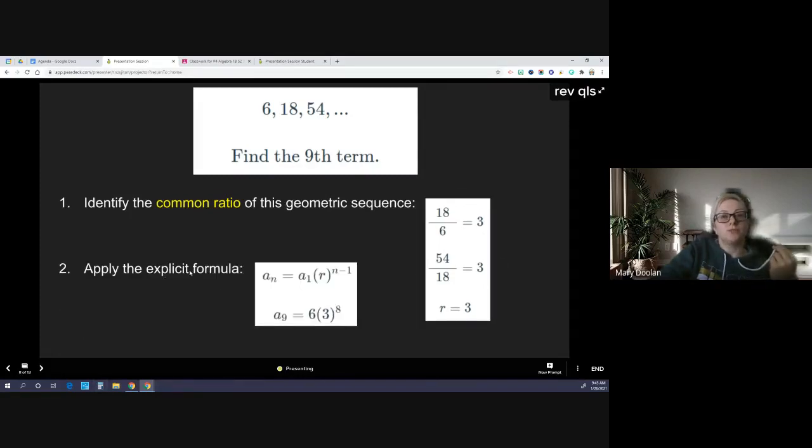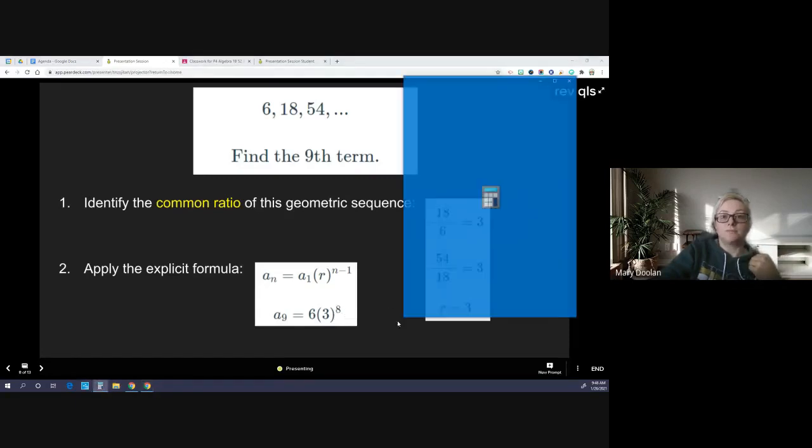Then we apply the explicit formula. So this is the general formula. We want to know the ninth term. So a sub 9, the ninth term, equals a sub 1. That is, what is the first term in the sequence? It's 6, so we put a 6 here. And then little r is the common ratio of 3. And then n minus 1, since we want the ninth term, it's to the 9 minus 1 power, the 8th power. And then what you want to do is evaluate this.